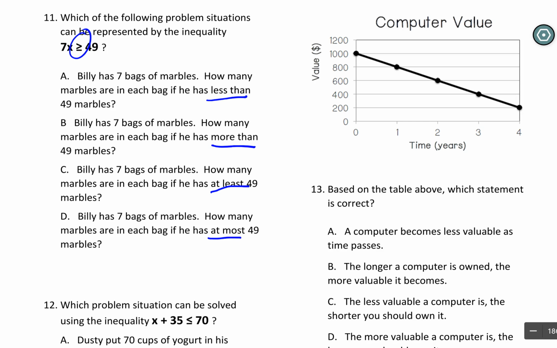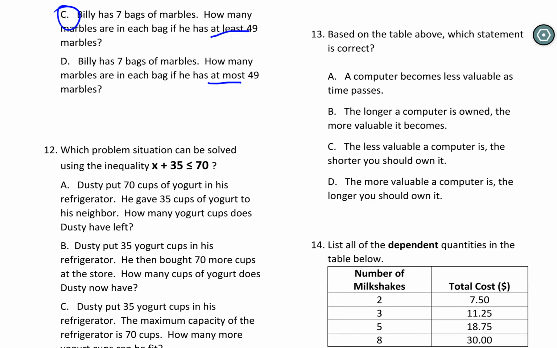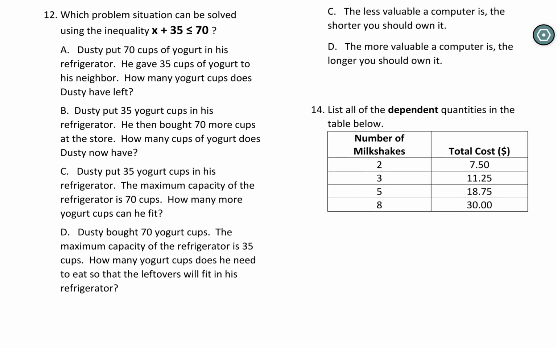And then at most, that's my maximum. So if it's at most, I can have less, I can have equal to. So less than or equal to, no. So the only one that even matches is C. And so that's going to give me my answer. Question 12. Which problem situation can be solved using the inequality x plus 35 is less than or equal to 70?